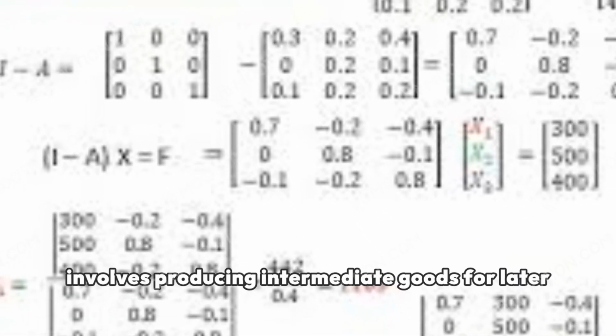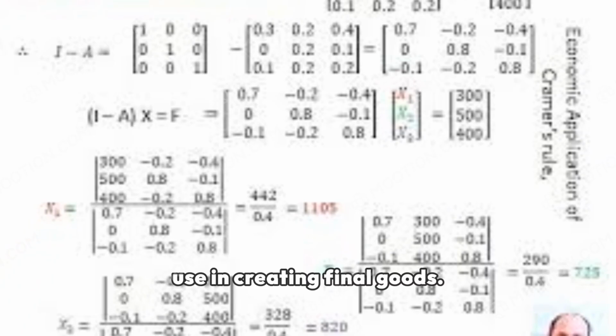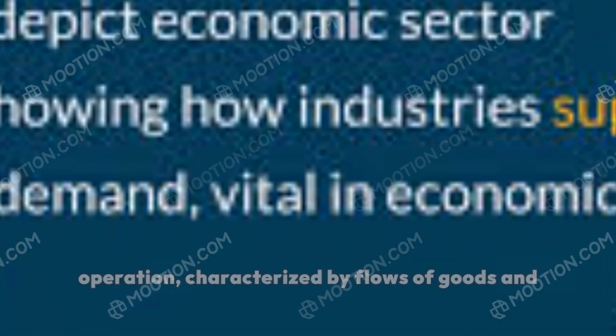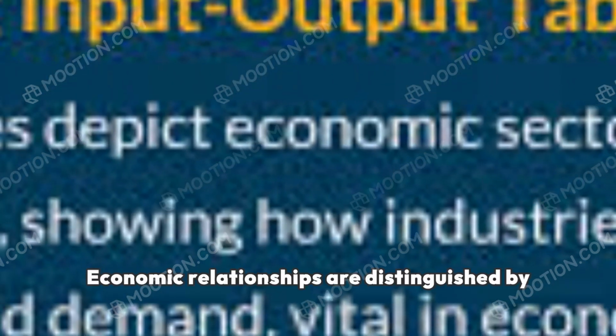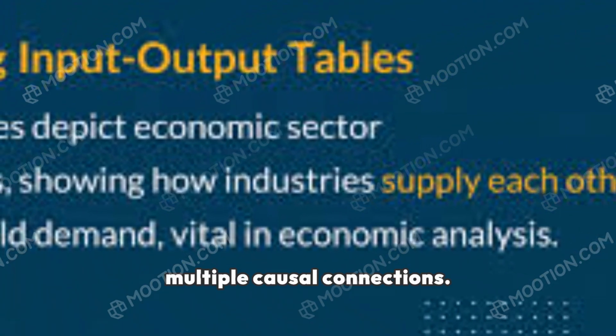A significant portion of economic activities involves producing intermediate goods for later use in creating final goods. Sectoral interlinkage is crucial for the economy's operation, characterized by flows of goods and services across different sectors. The supply side involves large flows of intermediate products, while demand concerns final goods. Economic relationships are distinguished by multiple causal connections.